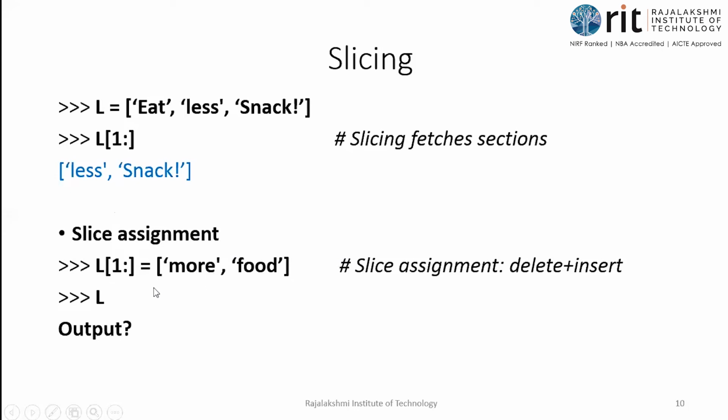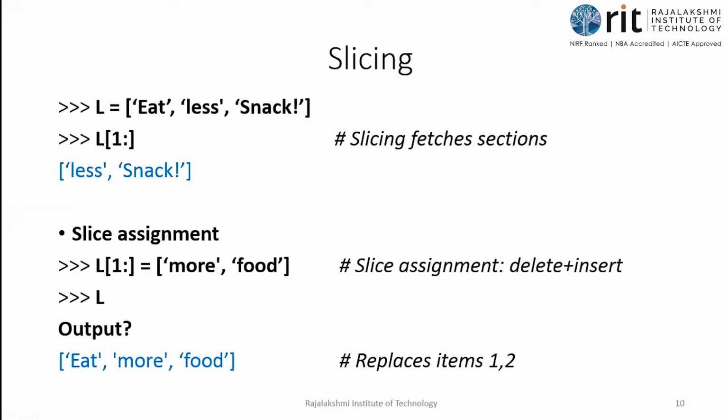We have 2 items, and I have a list that is put in a list, which means that list should be put inside which place? At this particular location, L of 1 colon. L of 1 colon is list, snack. So list, snack will be replaced by more food. Listen here, this is important. So L of 1 colon means it is list, snack. Those 2 items will be replaced by more food. These 2 items. So let's see the output.